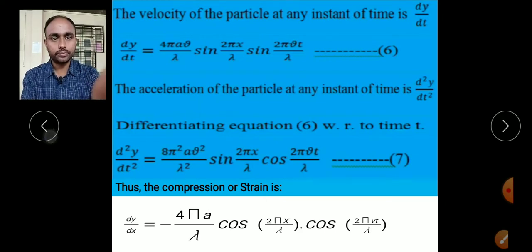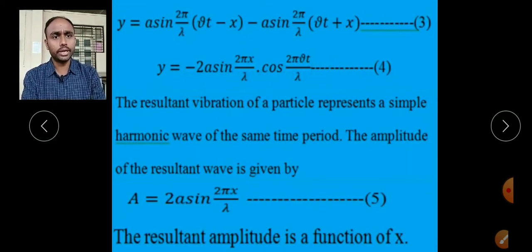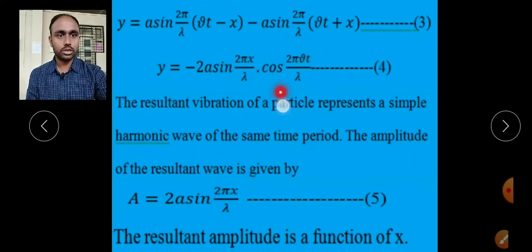So, y is already negative, minus 2a sin 2 pi x by lambda into cos 2 pi Vt by lambda, it is equation number 4, and here we have to take the derivative with respect to x, that means the cosine term will be constant, and this minus 2a is also constant. So, simply the derivative of this sine with respect to x is cos 2 pi x by lambda, and the derivative of this internal theta is 2 pi by lambda, but already minus 2a was outside. So, minus 2 and this 2 is 4, minus 4 pi a by lambda.